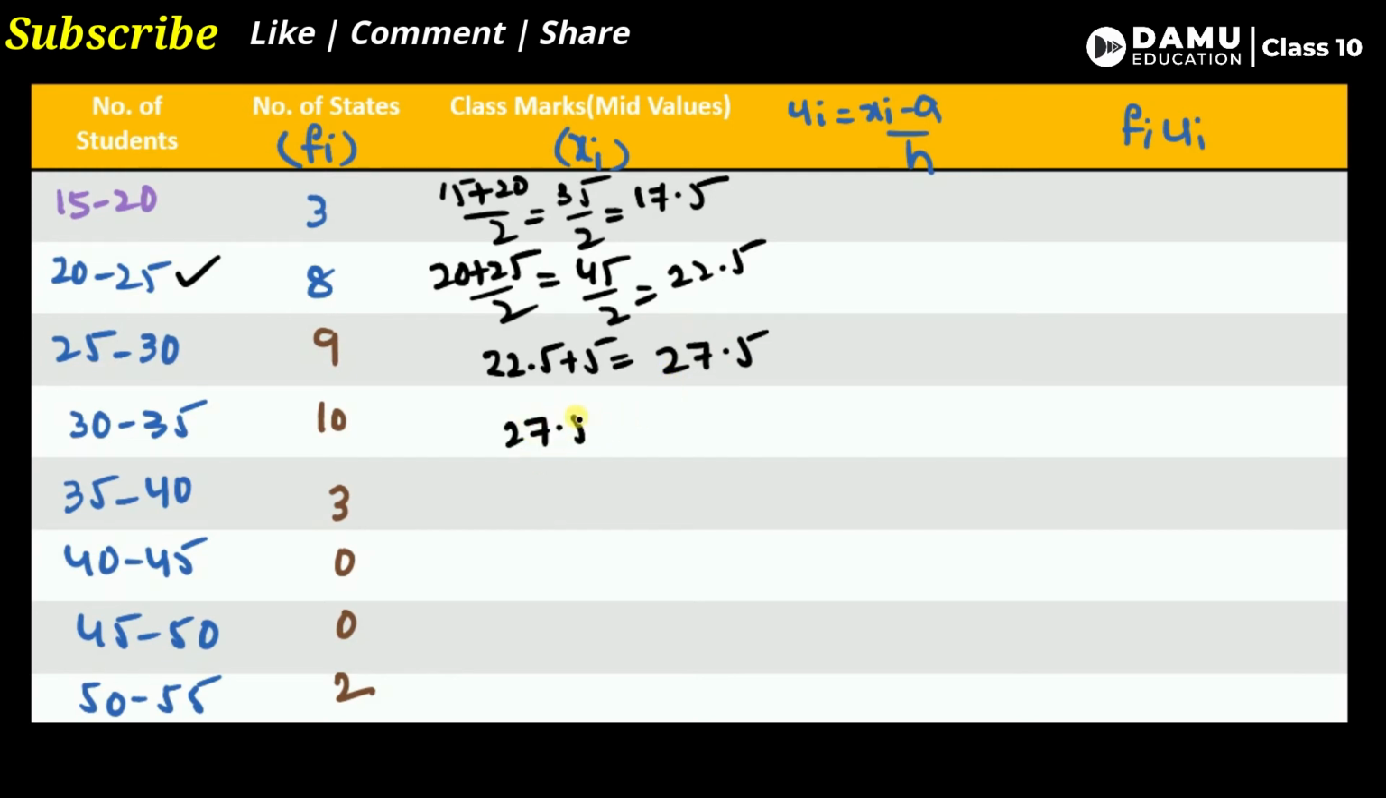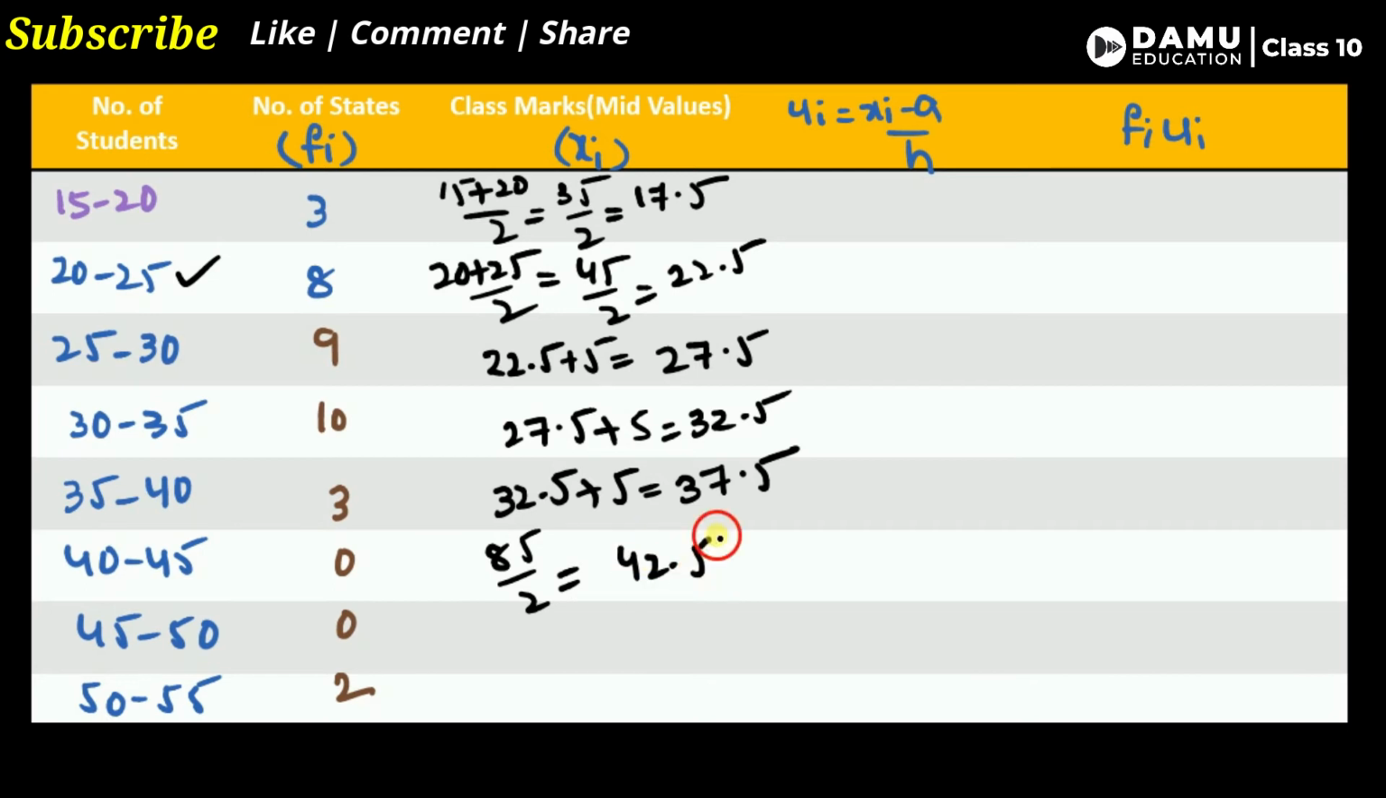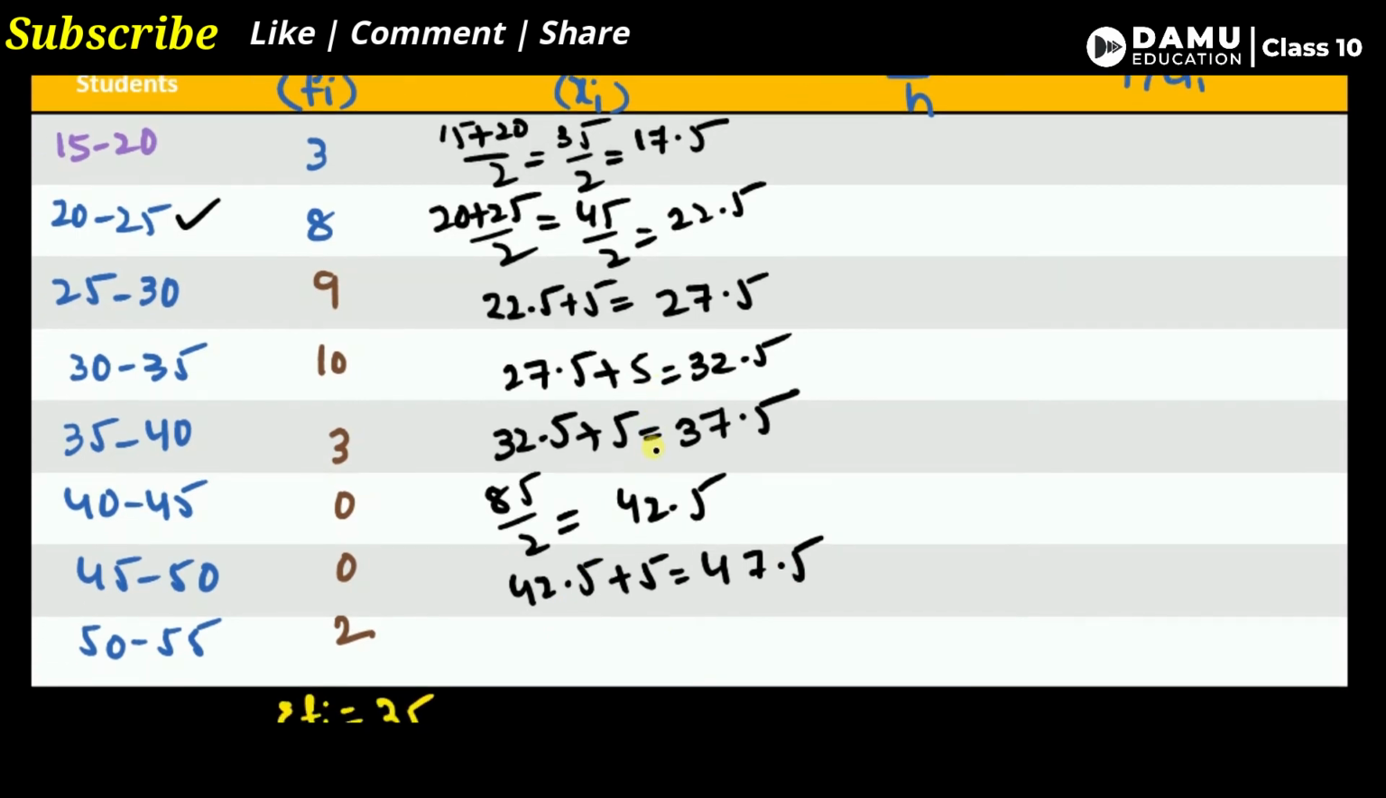Again 27.5 plus 5 is 32.5. Then 32.5 plus 5 is 37.5. Checking, 40 plus 45 is 85 by 2, which is 42.5. Then 42.5 plus 5 is 47.5. The middle value is 47.5. Then add 5 to it: 47.5 plus 5 is 52.5. So these are the middle values.